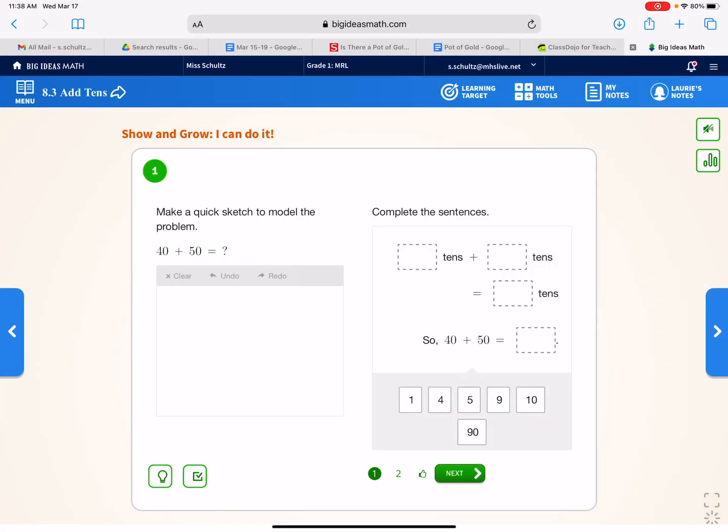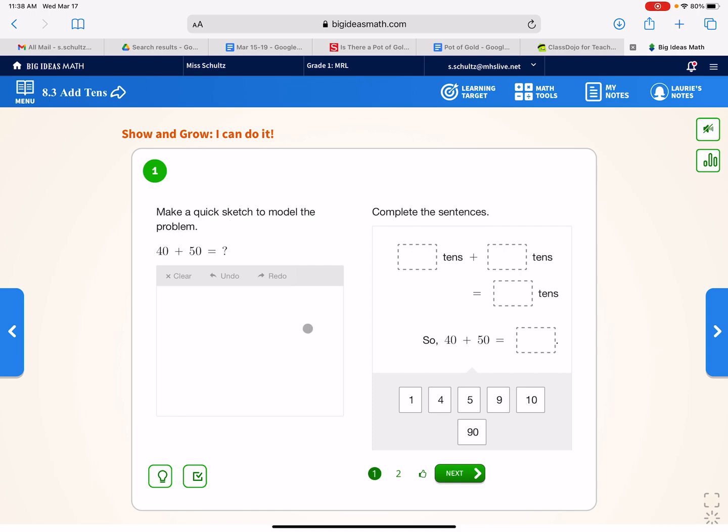Hi students, today we are going to be working on 8.3 in Big Ideas Math. We are still doing addition problems. In 8.1 we did adding by tens, in 8.2 we did subtracting by tens, but we are going to be working with mostly addition equations in this section in math.